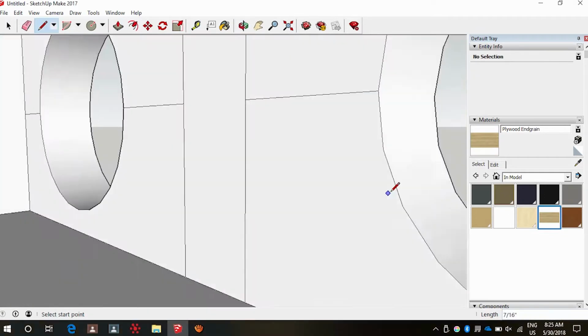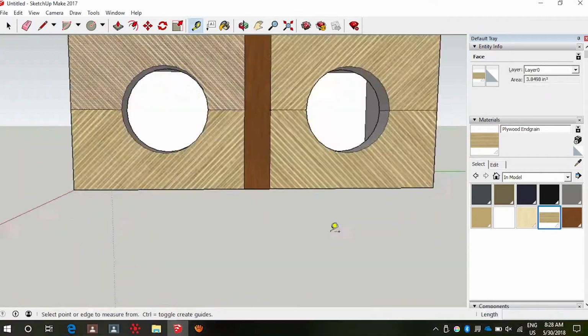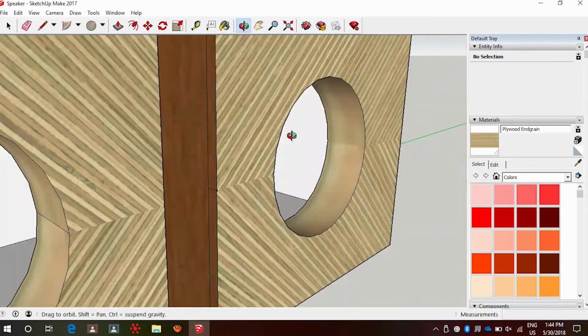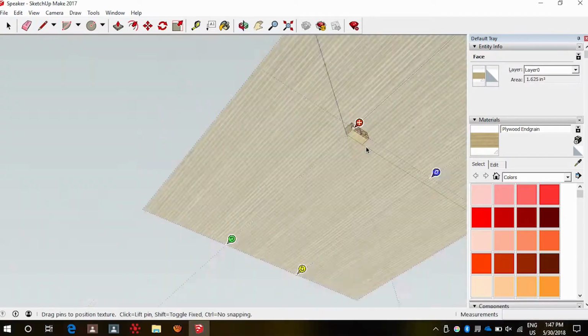I have found that making a 3D model makes my life a little bit easier because then I have a visual idea of where I'm going with the project.